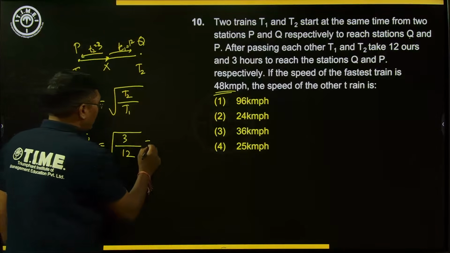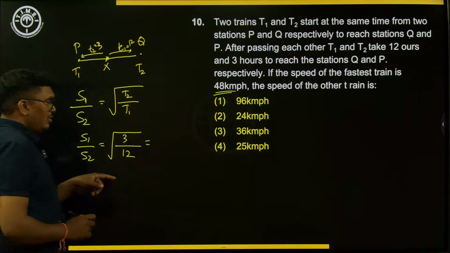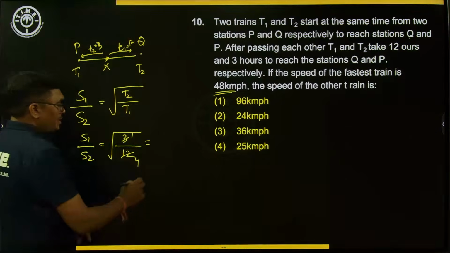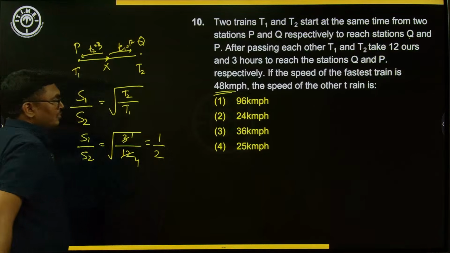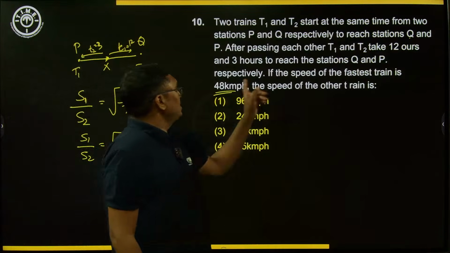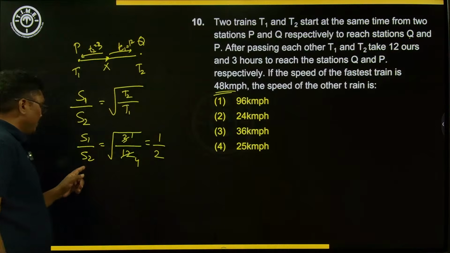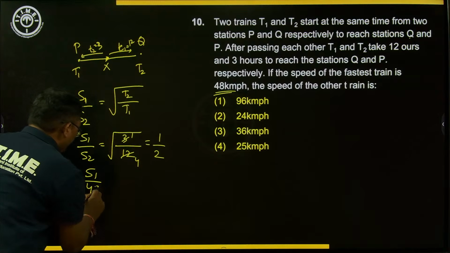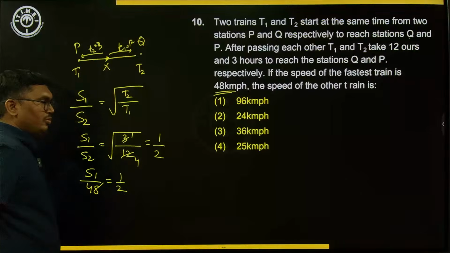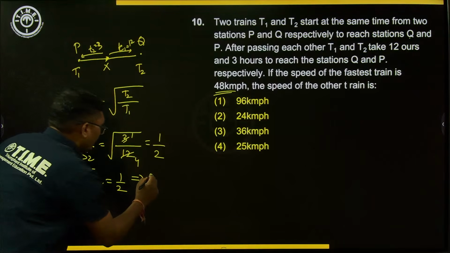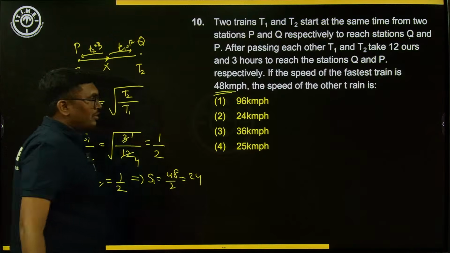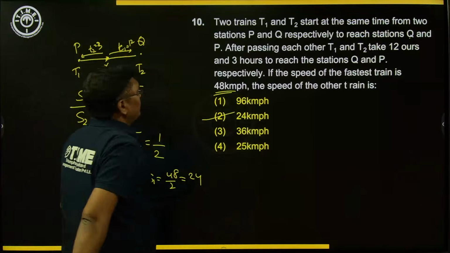If you simplify this, what will you get? 3 by 12 is 1 by 4, that is root 1 by 4. Root 4 is 2, that is 1 by 2. So what is given? The speed of the fast train is 48. S1 is to S2 is 1 is to 2, which means S2 is greater, right? So S1 by 48 is equal to 1 by 2. That implies S1 is equal to 48 by 2, that is 24. So the correct answer is choice 2, right?